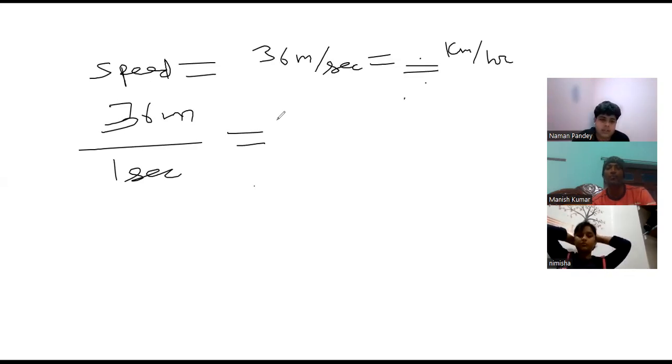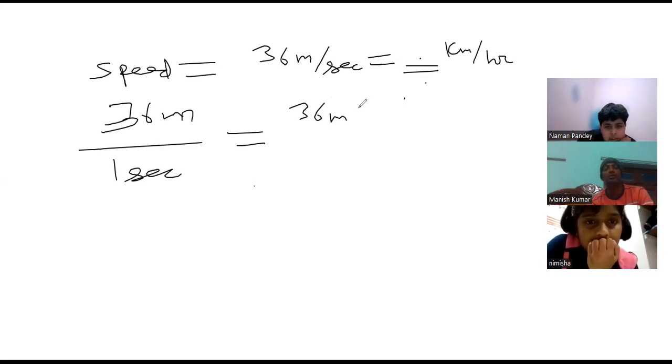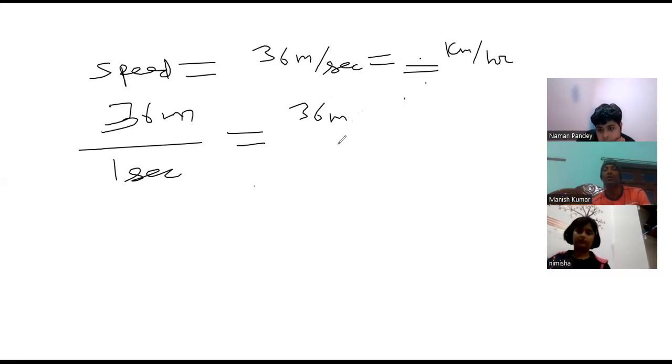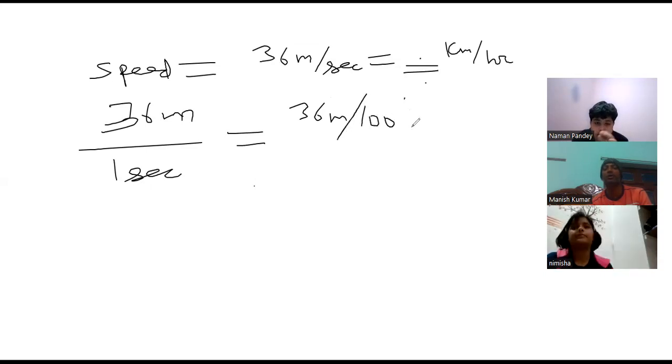So now 36 meter into 36 into 1000, because 36 into 1000 we have to do when we have to convert from kilometer to meters. Here we have to convert from meter to kilometer. Opposite of multiplication, we will have to divide here by 1000. Okay, to make it in kilometer, this meter will go away.